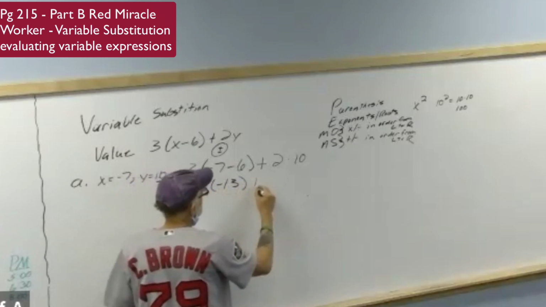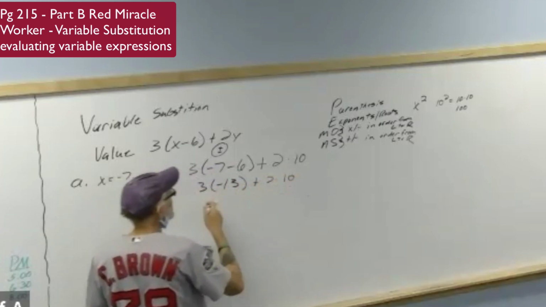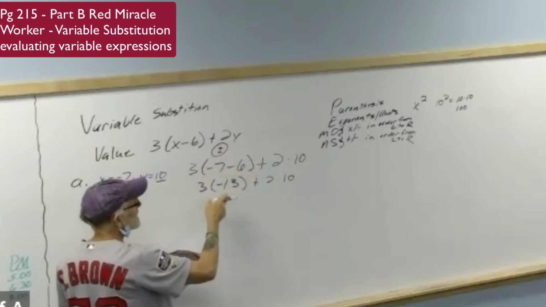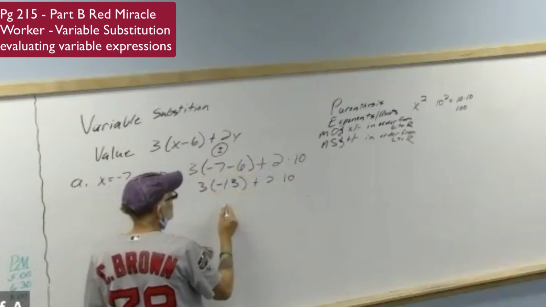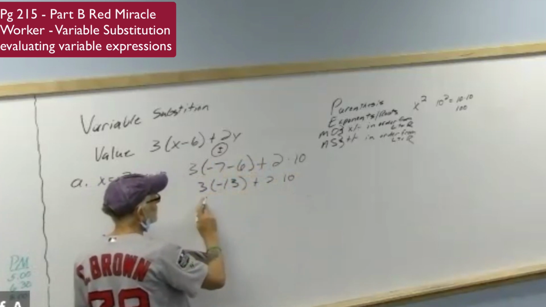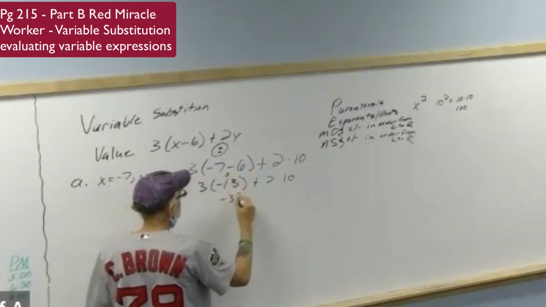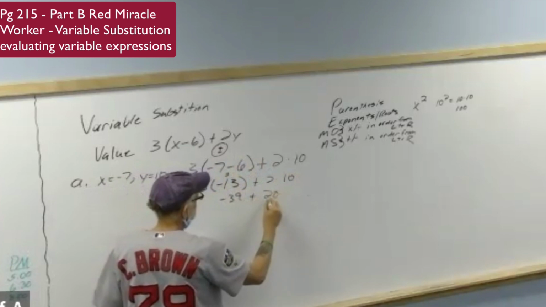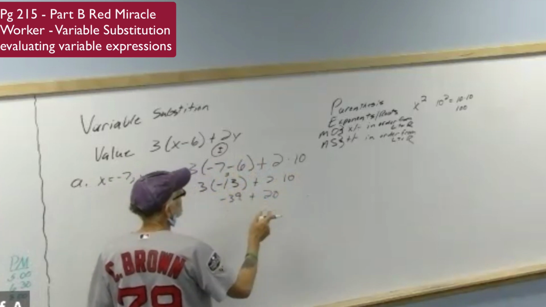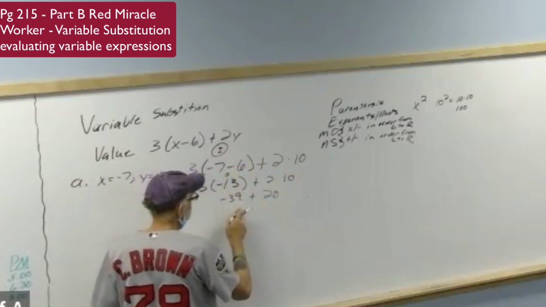3 times -13 plus 2 times 10. So now I'm done with the parentheses. All I have left is multiplication. 3 times -13. Again, I would use the calculator, 3 times 13, and then hit that plus minus button. And that's going to be -39 plus 20. And I would do it in the calculator. Use the calculator that you're going to have when you take that test.